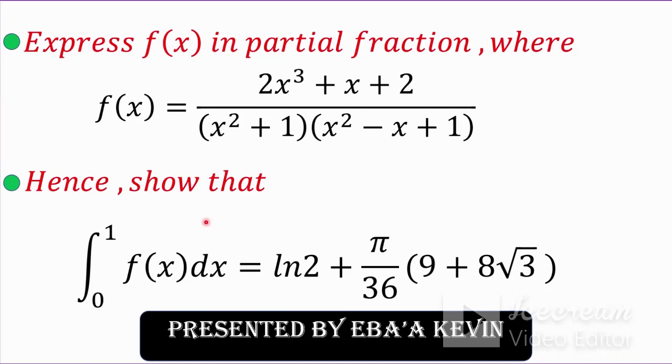This was a Cameroon GCE examination for the mathematics paper 2 of June 2022. This was question 2 of that year. The question asked us to express f(x) in partial fractions, where f(x) equals 2x cubed plus x plus 2 divided by (x squared plus 1) times (x squared minus x plus 1). Hence, show that the integral of f(x) from 0 to 1 dx equals ln 2 plus pi divided by 36 times (9 plus 8 root 3).